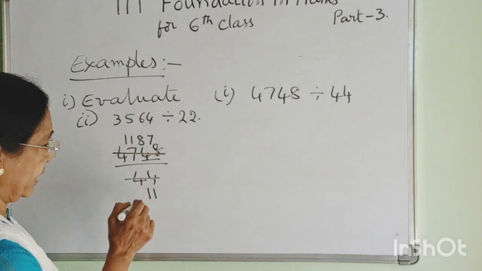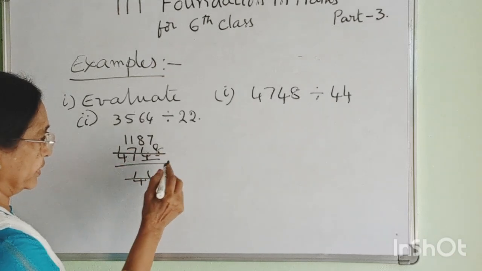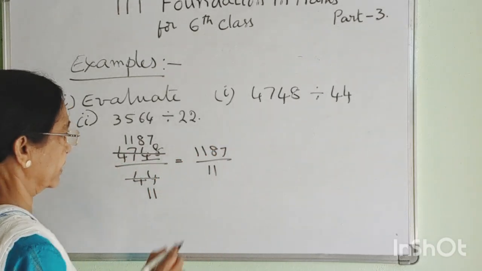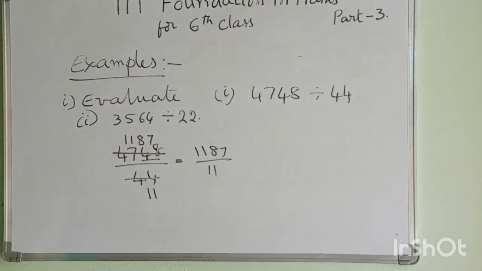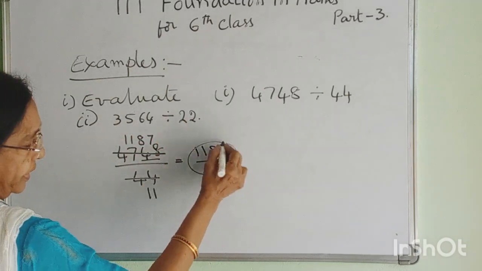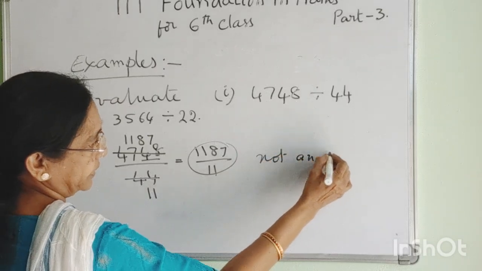Next, 1187 divided by 11. It is not divisible by 11. Therefore, it is 1187 by 11. The result is not an integer.